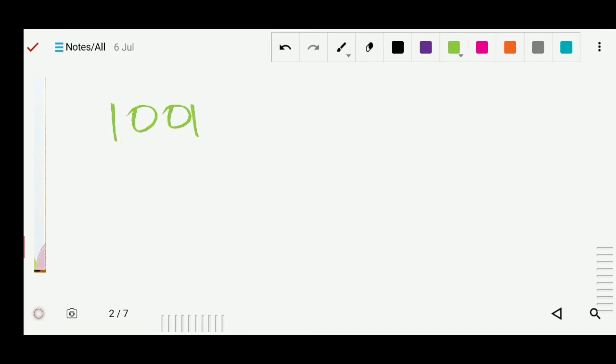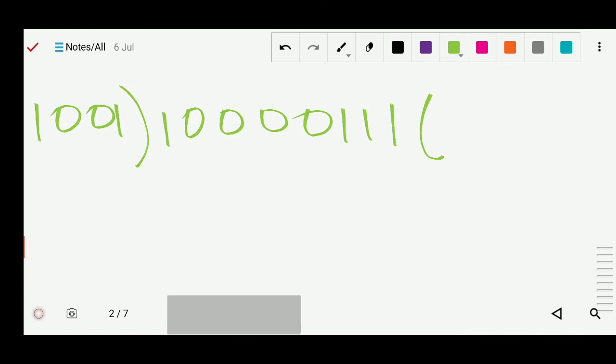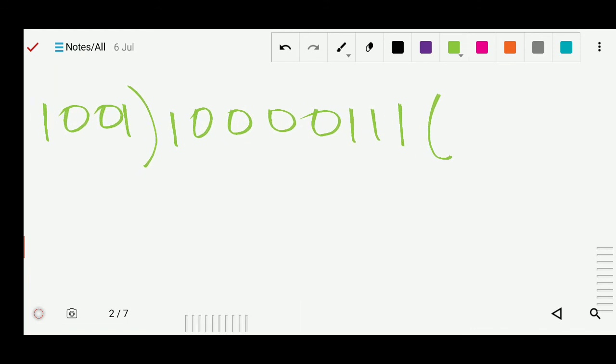That is 1 0 0 0 0 1 1 1, with 4 zeros and then 3 ones, and you have to divide by 1 0 0 1. So how will you divide? Check how many digits are there: 4 digits. I will take these 4 together. Just consider it is a decimal number, it is not a decimal number, but you just think like that.